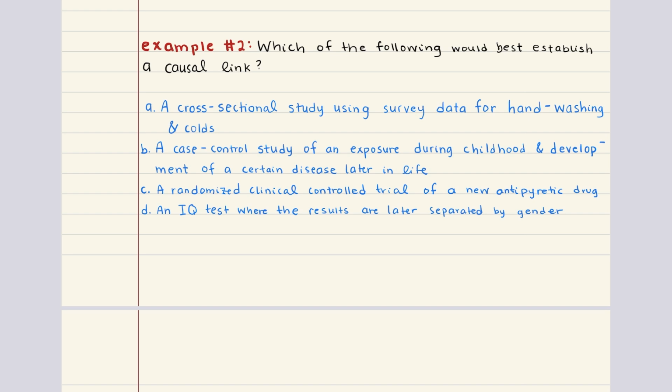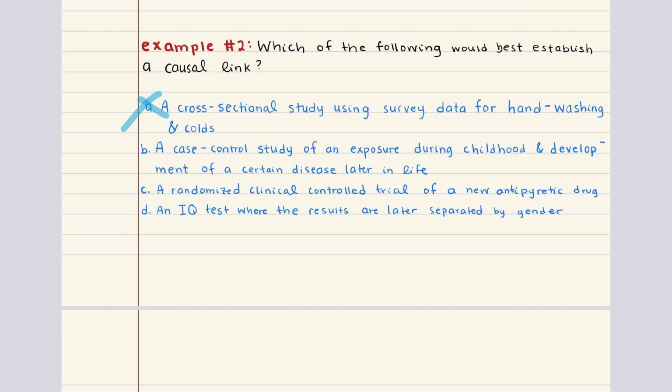So let's keep that in mind and let's work through each of our options. Let's start with A. A says a cross-sectional study using survey data for hand washing and colds. This is an observational study that examines data at a single point in time. While it may show an association between hand washing and the frequency of colds, it cannot prove causality because it doesn't control for confounding variables or establish a temporal sequence. So this option is not ideal for establishing a causal link.